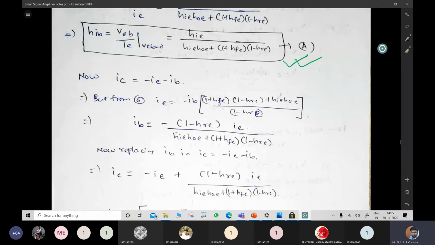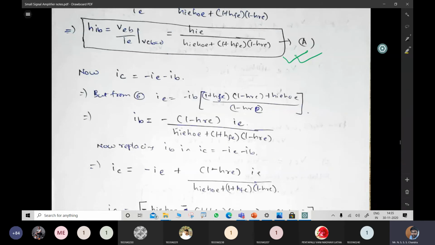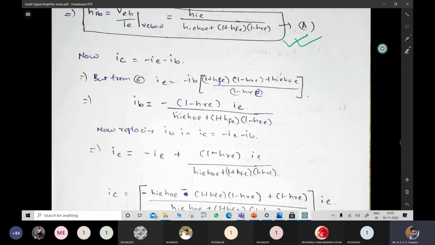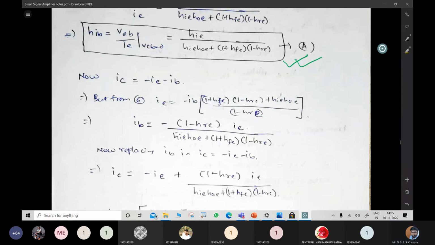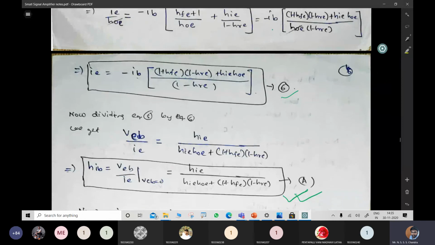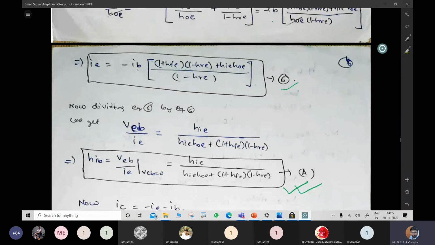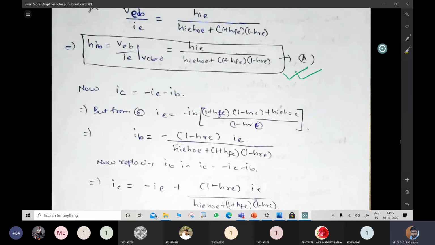Now you need to derive HFB. If you want to get the HFB, first replace the value of IE. So what is the IE value? The IE value is minus IB. So this entire equation is there, right? Now in this equation, you will be replacing.